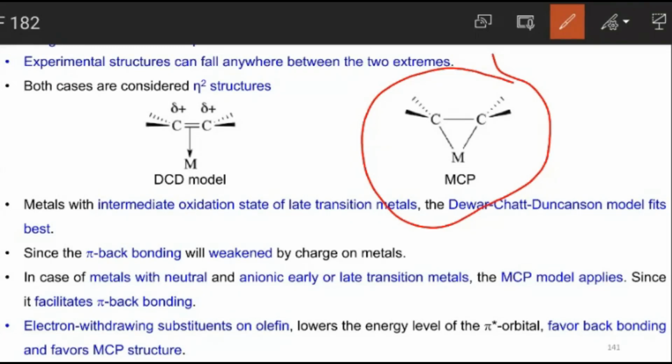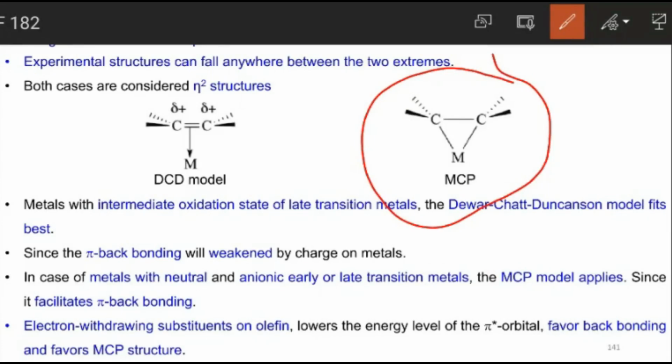What should be the metal character? How should the metal be for the pi back bonding to be higher? Electron rich, sir. Therefore, the metal should be in a lower oxidation state. Therefore, the pi back bonding will be more, and the MCP model will be adopted.